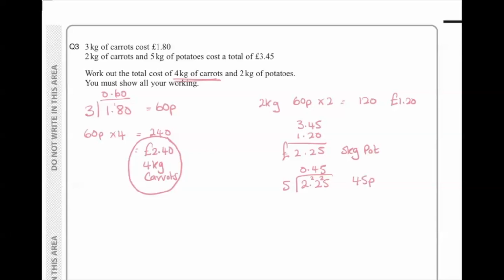We've got to work out 2 kilograms of potatoes. So we just need to times that through by 2, which is 90p. And then we've got the last step. £2.40 for our carrots, 90 pence for our potato, giving us £3.30 to go on the dotted line.